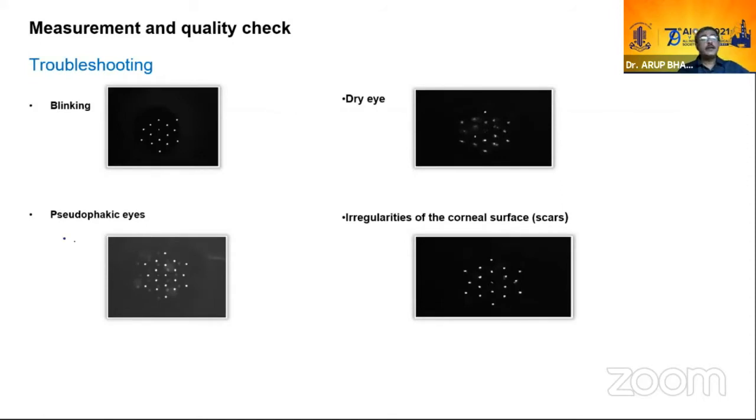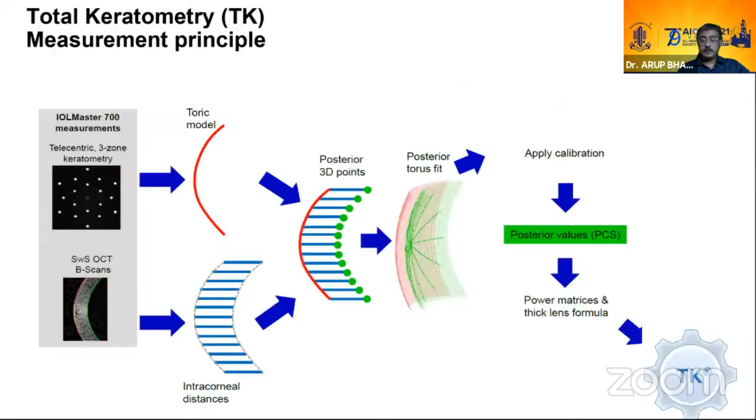And there is a quality check also in the telecentric keratometry. You can see that if a dot is missing, there is insufficient blinking. You can get this kind of picture in cases of dry eye. You can easily postpone the biometry, treat the dry eye, and ask the patient to come later. The total keratometry is a wonderful thing.